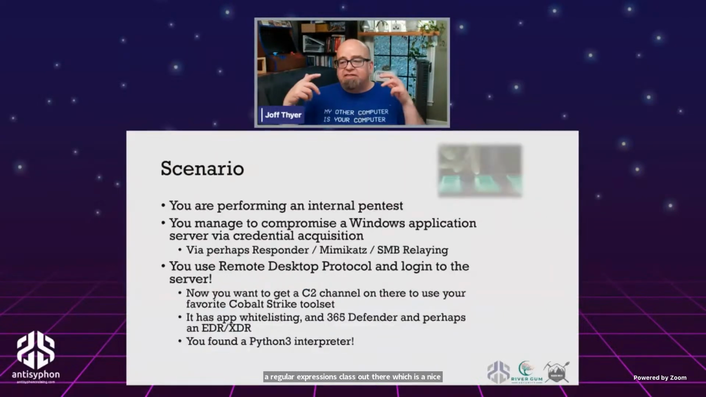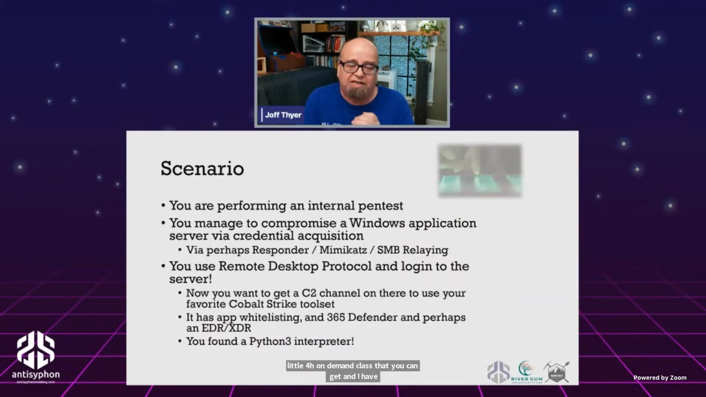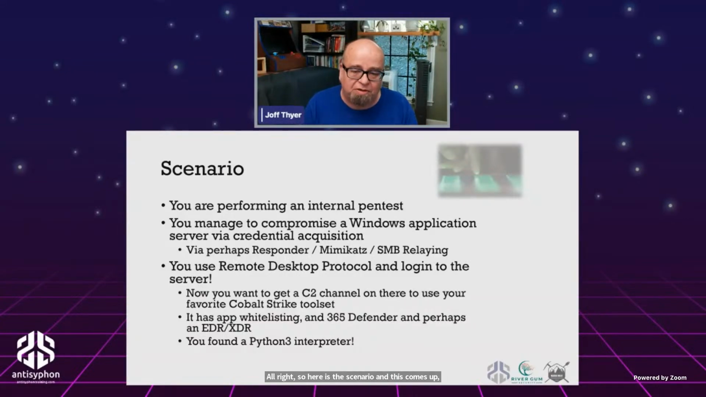All right, so here's the scenario, and this comes up quite a lot for people these days because Python and Windows actually go together quite well these days. So you're performing an internal pen test. Woohoo! You managed to compromise some sort of Windows application server via whatever it is, credential acquisition, maybe you used Responder, maybe you used Mimikatz, maybe SMB relaying or DC sync or something. You got some credentials you can get onto a Windows application server.